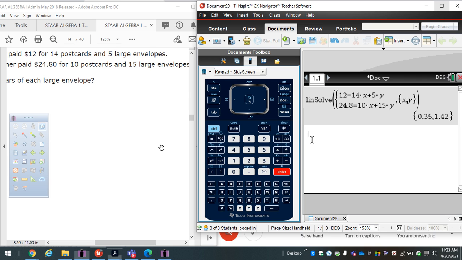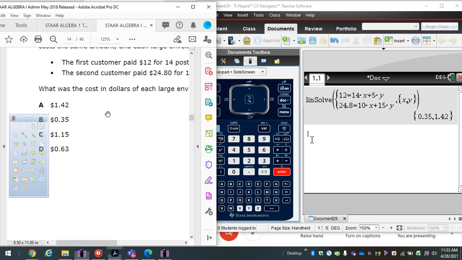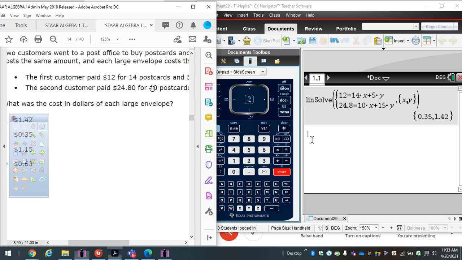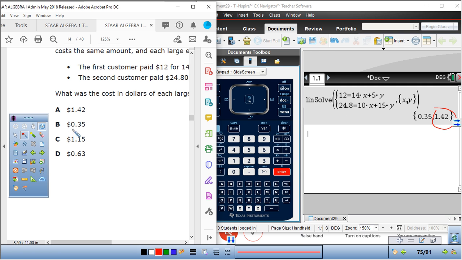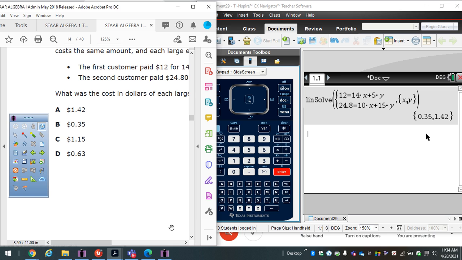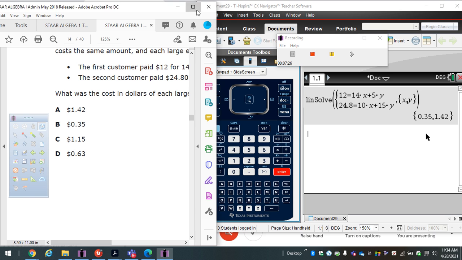There it is. Large. Okay. Postcards X, large envelopes Y. Let's just look at my Y value. And there it is. And I know a lot of you ask those, they're difficult. No, they're not. They're pretty easy. Any questions on that one? Okay, let's continue.